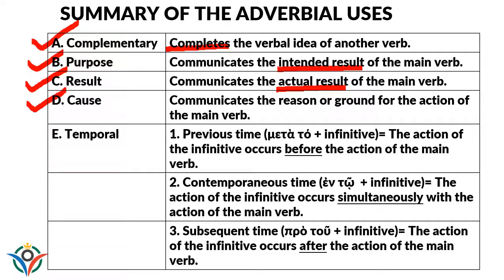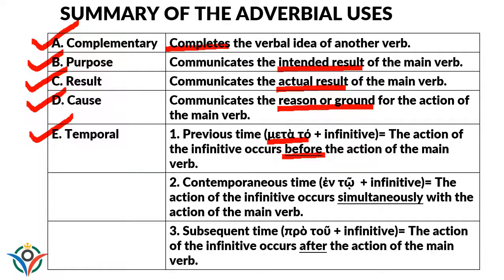The cause infinitive communicates the reason or ground for the action of the main verb, and remember, answers the question why. And then the temporal infinitive use, we have three temporal relationships. The previous time, remember to look out for the prepositional combination meta ta plus the infinitive, and the previous time is where the action of the infinitive occurs before the action of the main verb.